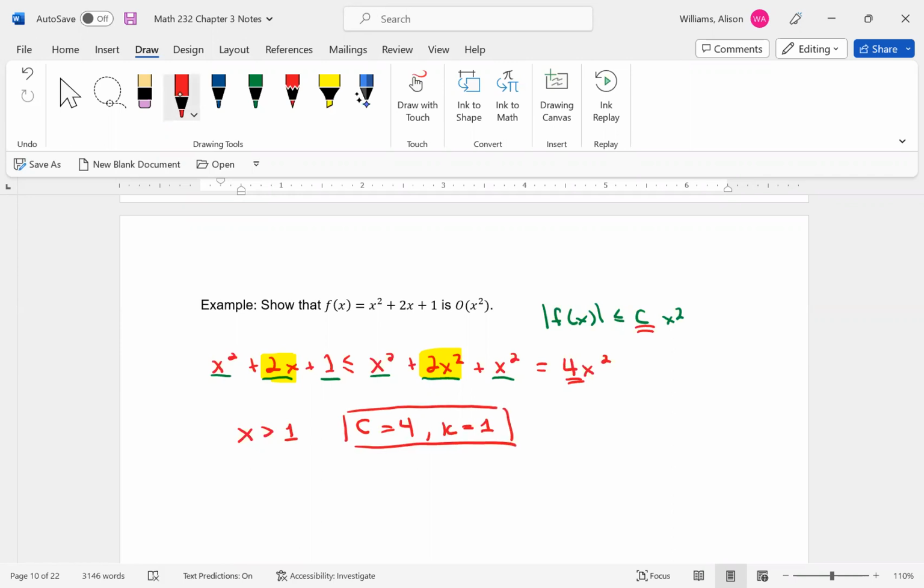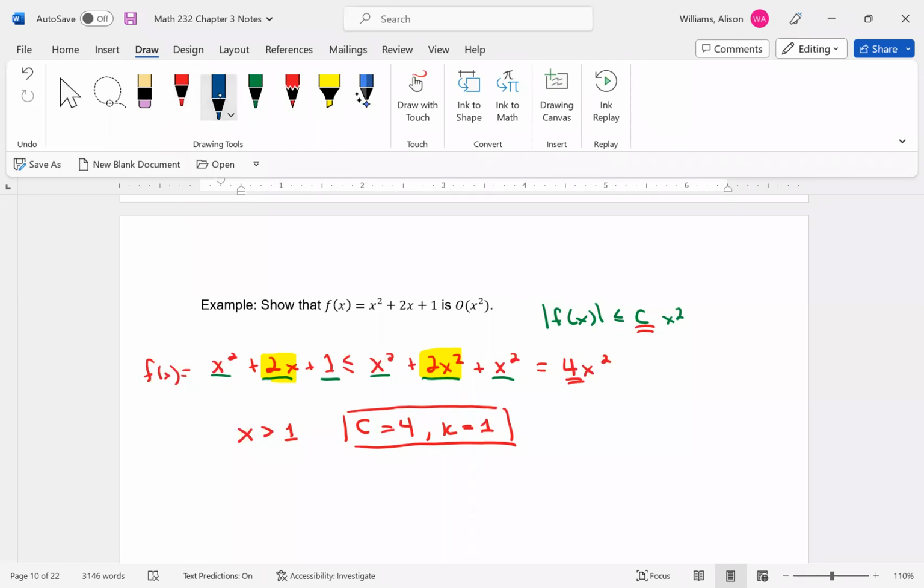Okay. And I've just shown that this function f of x here is less than or equal to that constant times x squared. So I've done the big O definition.